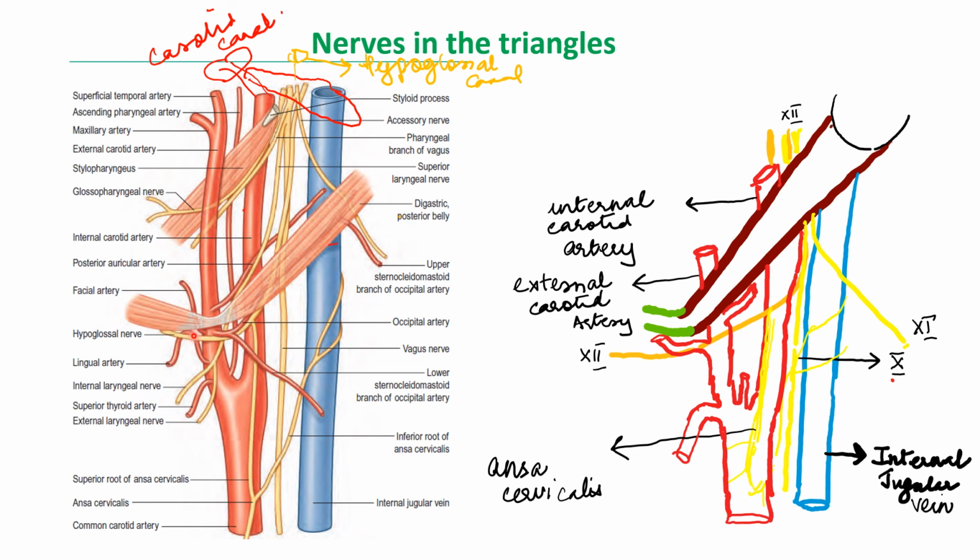And I told you the hypoglossal nerve is the only nerve in the body which is accompanied by veins. The two venae comitantes should also be present with it. Right?